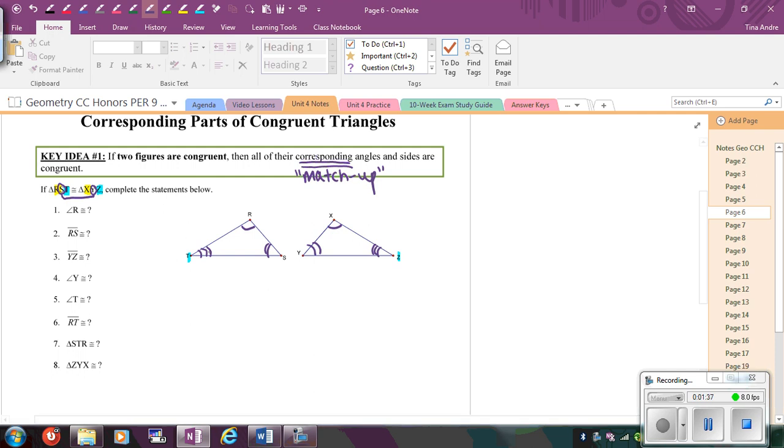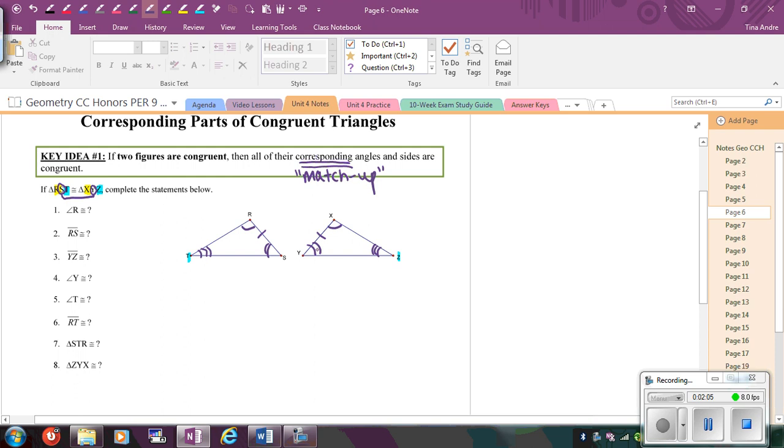Now, notice the arcs, the number of arcs I used. R and X were congruent, so I used single arcs. Then once I went to the next pair of angles, I went to double arcs and then triple arcs. That's important. From here, if I want to go further and talk about the sides, I can use my picture. I can say the single to double arc, so RS, has to be congruent to the single to double arc, XY.